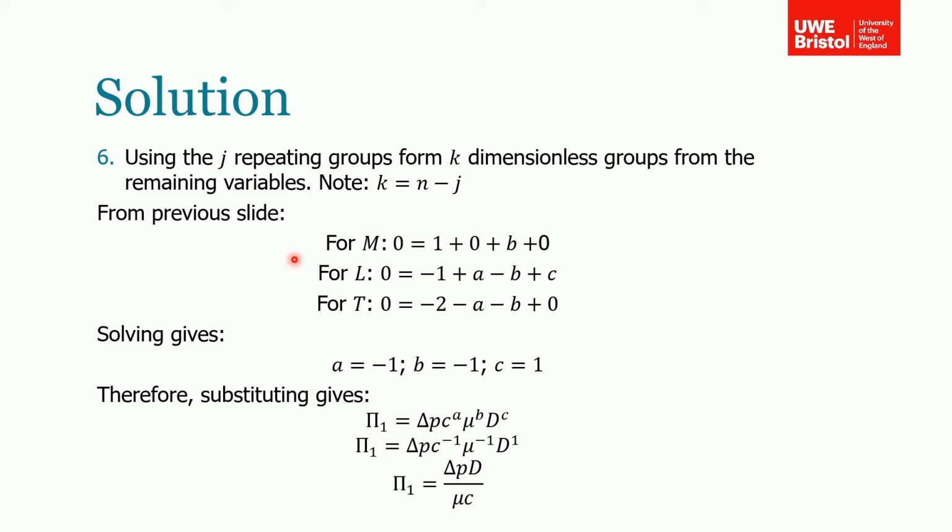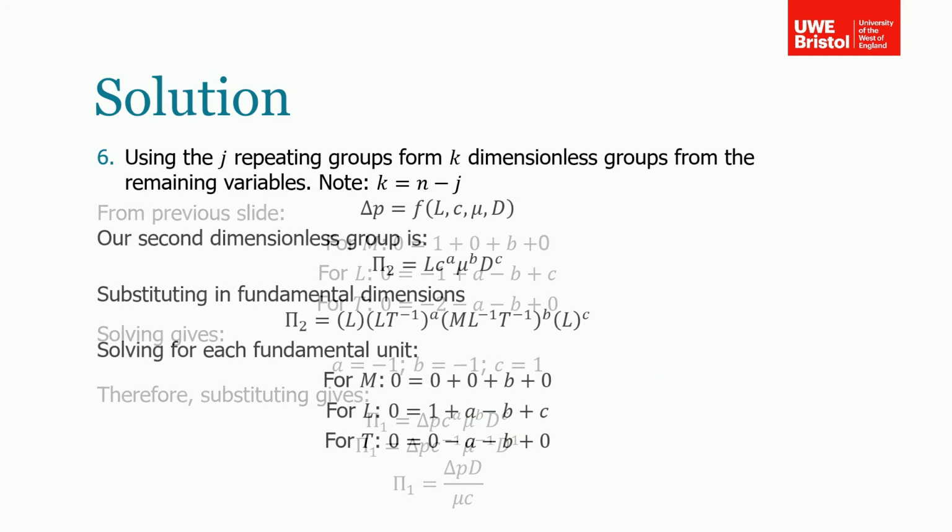So now we have 3 equations, 3 unknowns, a, b and c, and we can solve. And if you do that, you find out that a and b are equal to minus 1 and c is equal to 1. So substituting that back in to our relationship here and writing in this form, we can see that for our first dimensionless group, the change in pressure times the diameter over viscosity times velocity, and this is our first dimensionless group.